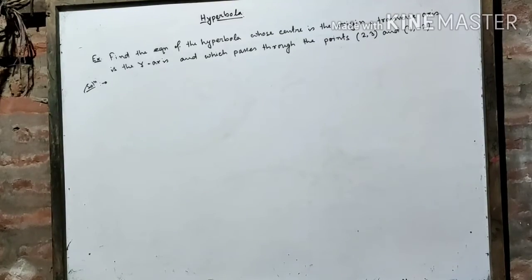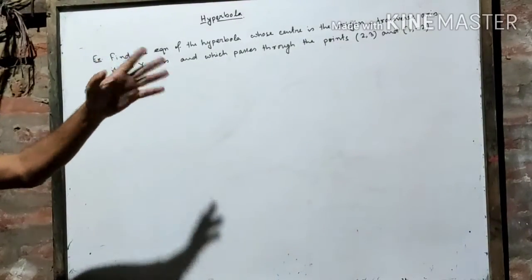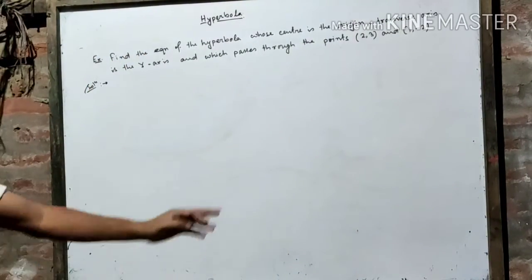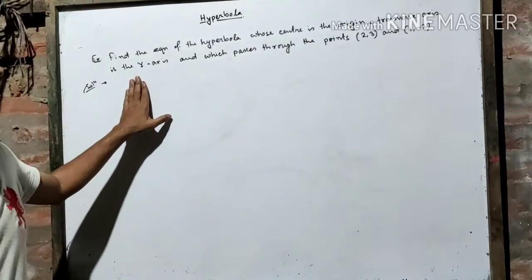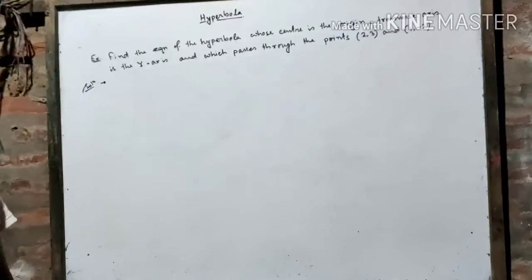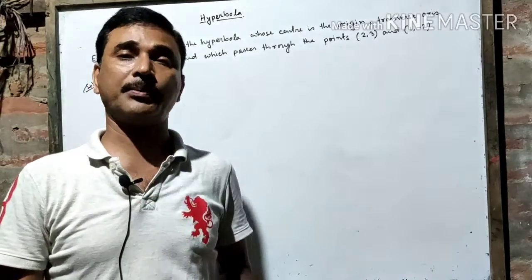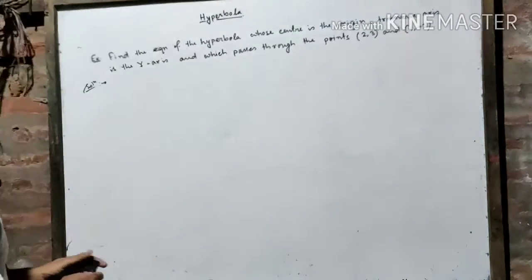Okay. So the question is, find the equation of the hyperbola whose center is the origin. Center is the origin. Transverse axis is the y-axis, and which passes through the points (2, 3) and (1, -2). Okay. So transverse axis is the y-axis. So y square will have the positive coefficient.